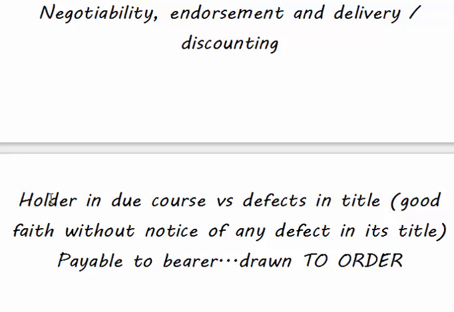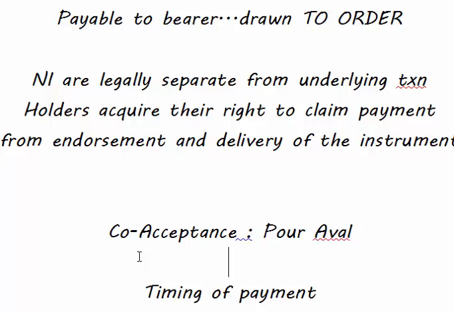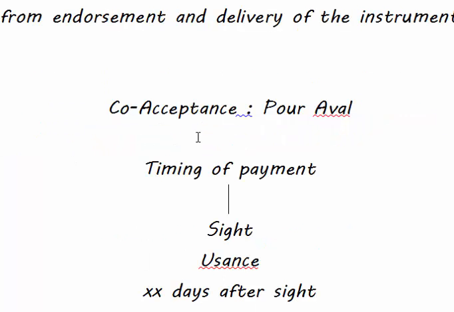Also, negotiability is a great advantage when the instrument is made payable to bearer or drawn to order, because instead of endorsement and delivery, the title can be transferred by physical delivery alone. Negotiable instruments are legally separate from the underlying transaction and the holders secure their right to claim payment. These are actionable claims, and so this gives extra advantage. When there is a need for co-acceptance by a bank, a draft accepted by a buyer carries more weight when co-accepted than in any other transaction.